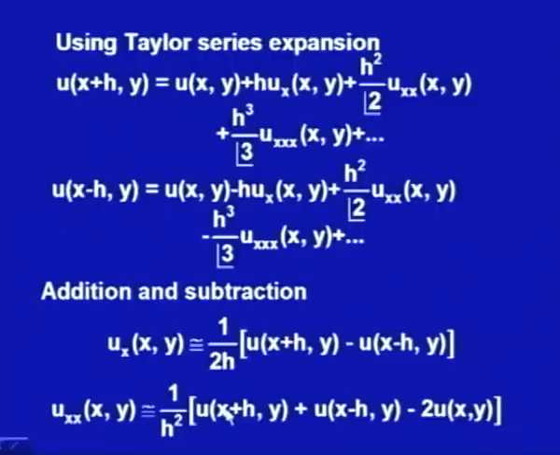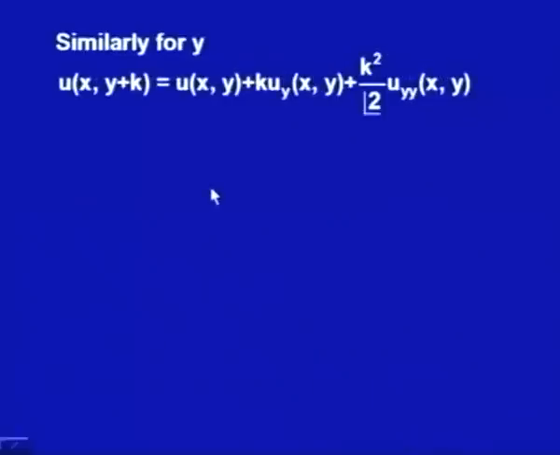Similarly, for y, now what will we use? We will use the Taylor series for y. So, rather than having u(x + h), we would have u(x, y + k).